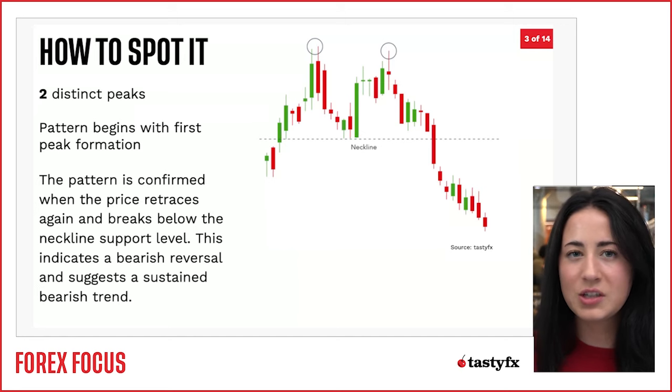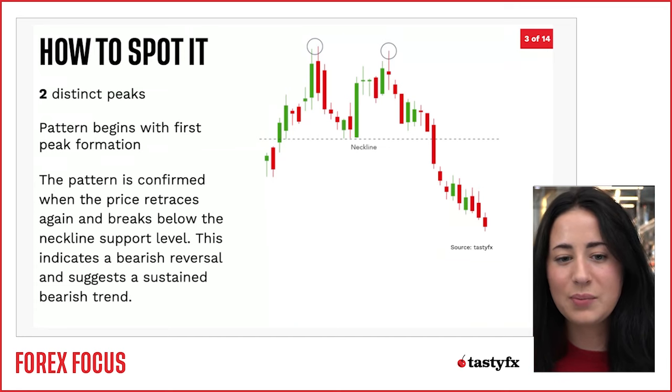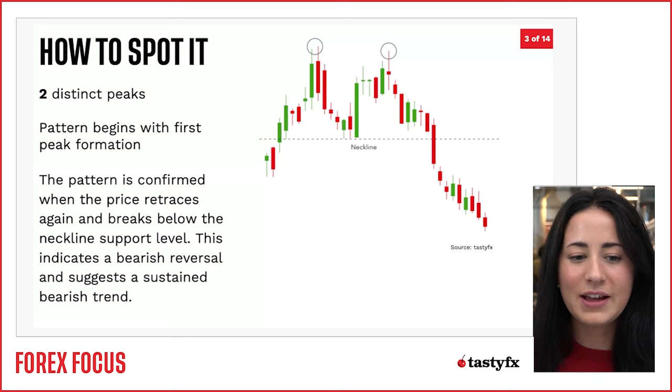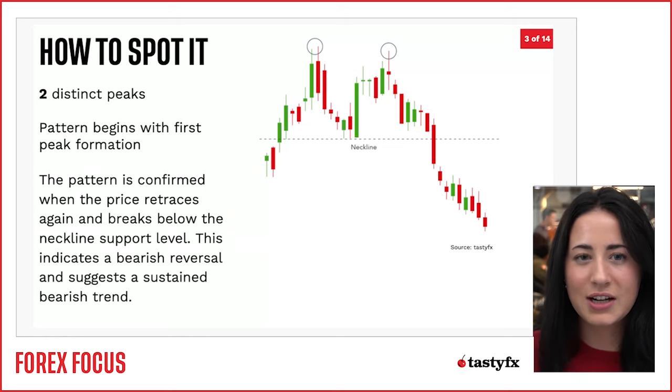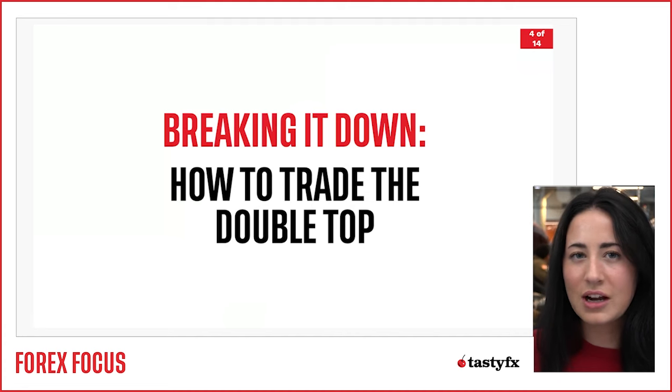Here's how to spot this pattern. There are two distinct peaks that make up the double top. It begins with the first peak formation, retreats into a neckline, forms a second peak at around the same level, and then breaks below the neckline support level. Once it breaks below this support level, this suggests the potential for a sustained bearish trend. So here's how to trade this pattern if you were to potentially trade it.